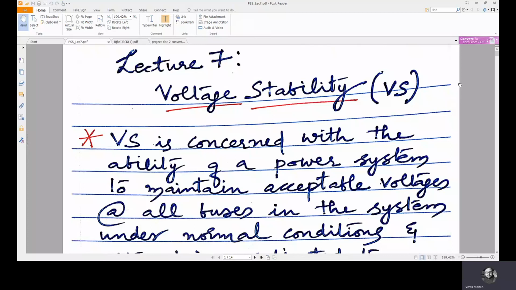Welcome to the lecture 9.1 of Power System Stability. In this lecture, we'll see the concepts of voltage stability and the reasons for voltage stability in detail.